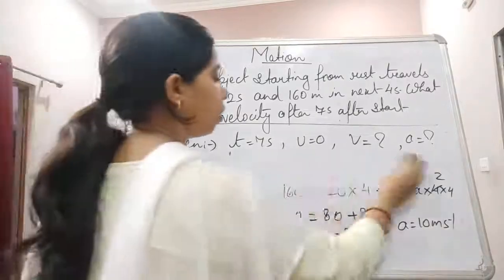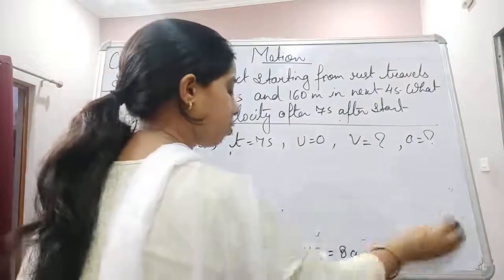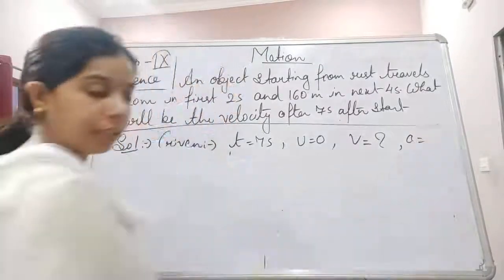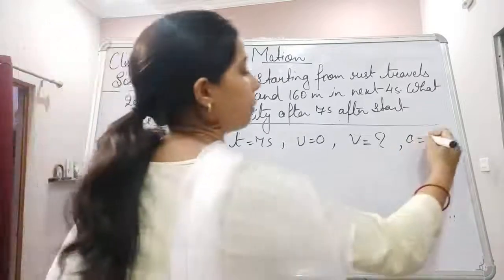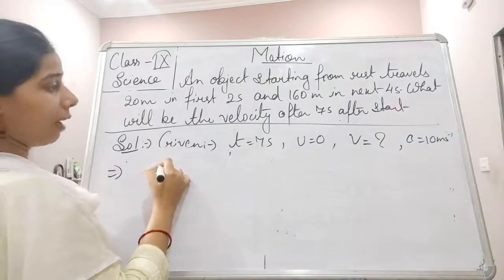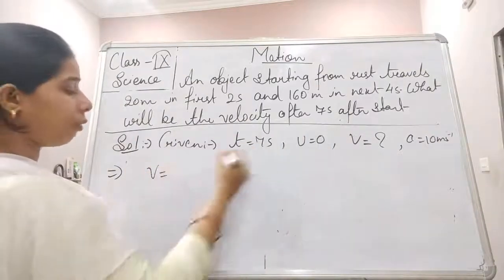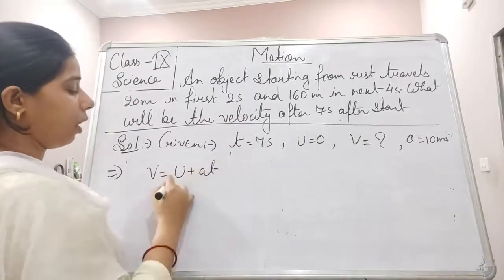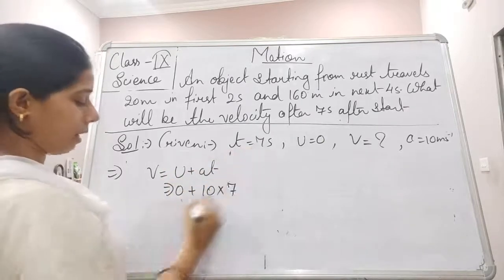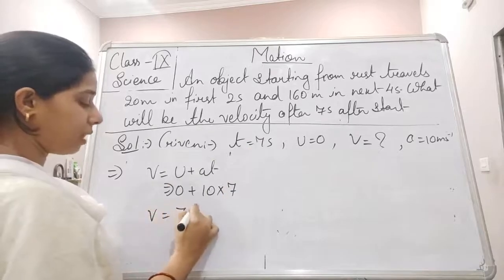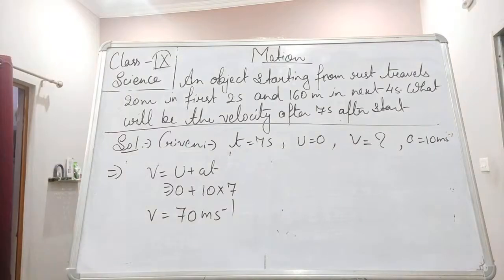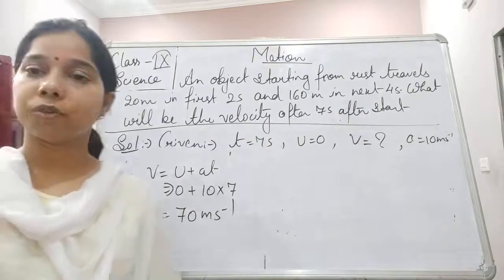So now we get the value of acceleration also, that is 10 meter per second square. Now we are able to get the value of V. V is equals to u plus at. U is 0 plus acceleration is 10, time is given, that is 7. So V will be equals to 70 meter per second. So the answer will be 70 meter per second, students. Okay.